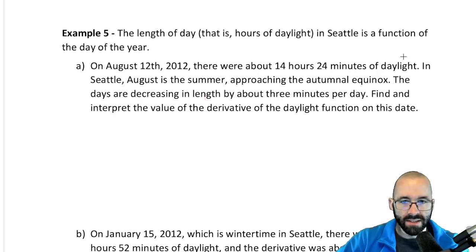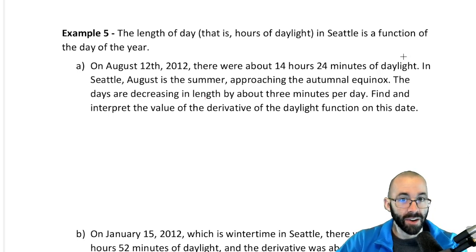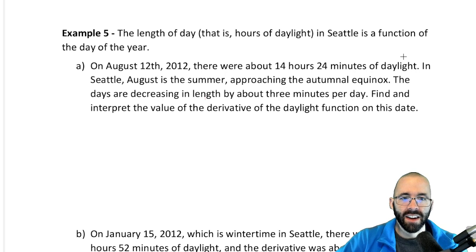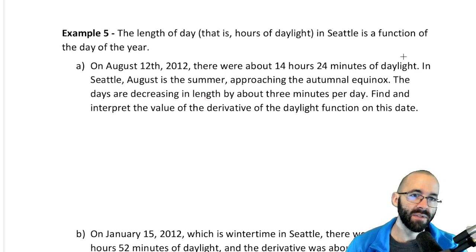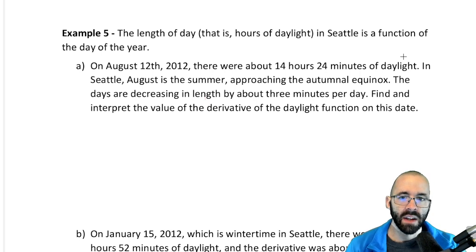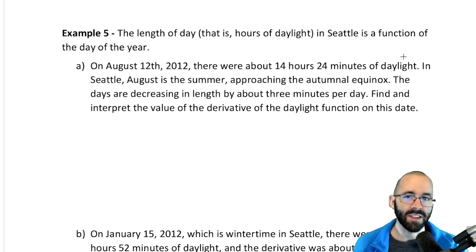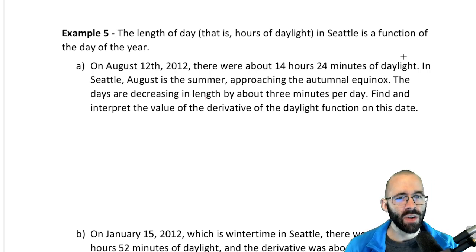In Seattle, August is summer. Yep, we're in the northern hemisphere. That checks out. And we're getting closer to the autumnal equinox, when the day and the night are both 12 hours. The days are decreasing in length by about 3 minutes per day. When you're in August, you're losing daylight every day that goes past. It's kind of sad. But if you're in August, you have so much daylight that maybe it's a good thing. All right, so find and interpret the value of the derivative of the daylight function.